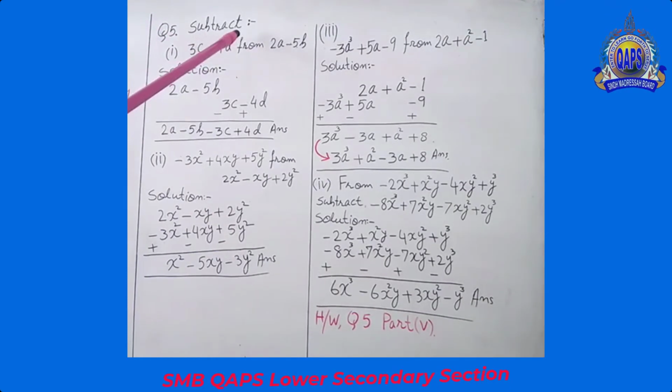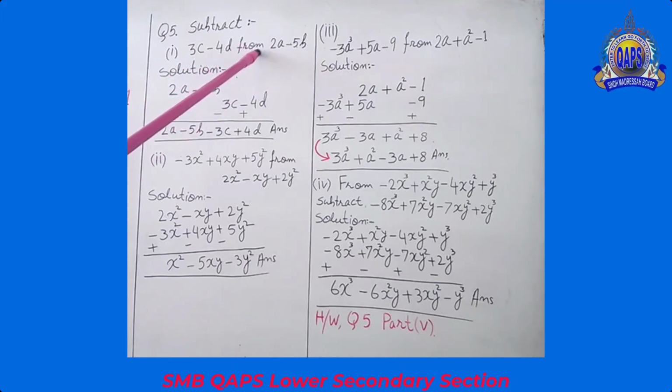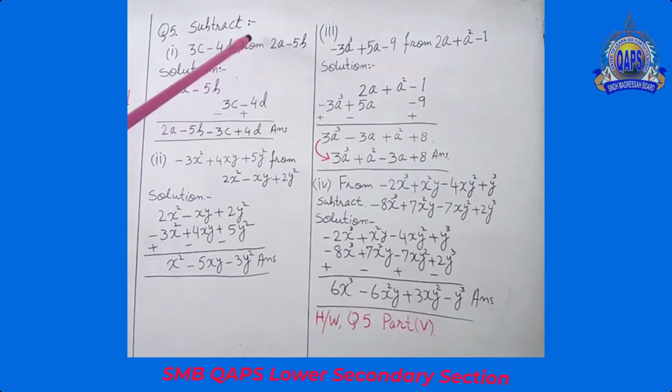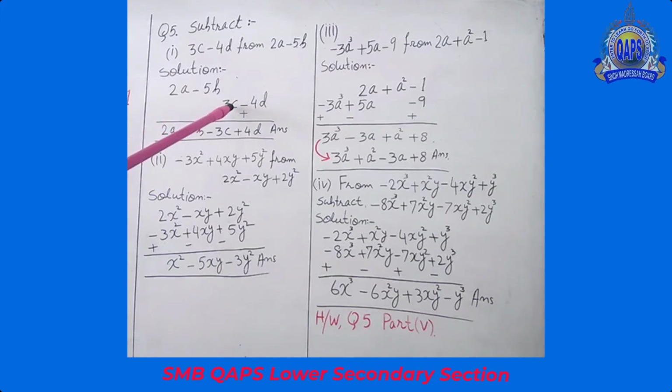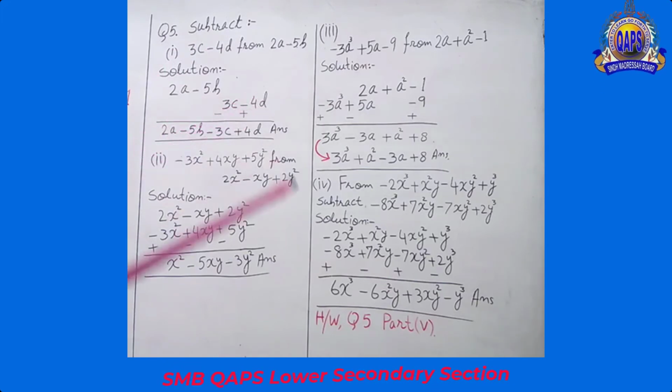Question number 5. Subtract 3c minus 4d from 2a minus 5b. See, from, you will have to write it first because it has been written from. So write 2a minus 5b, and below that 3c minus 4d. But where will you write 3c? No place. This is A, this is B. So you will have to write 3c over here, minus 4d.